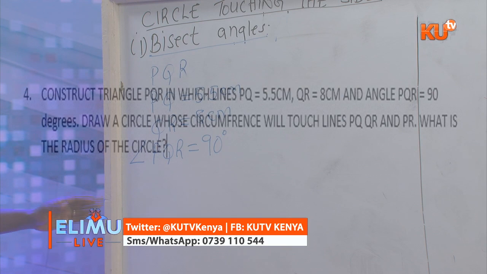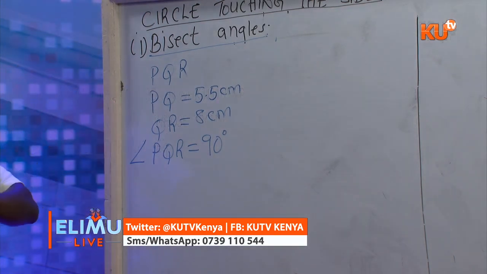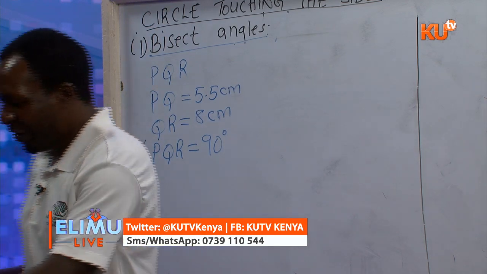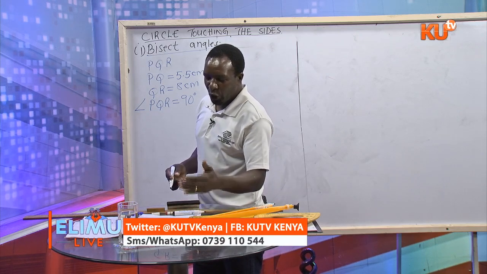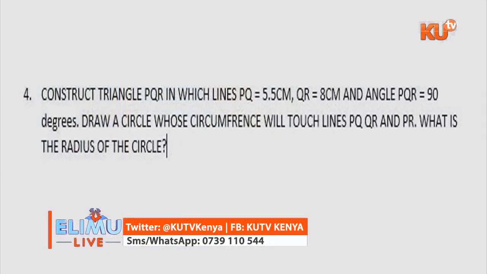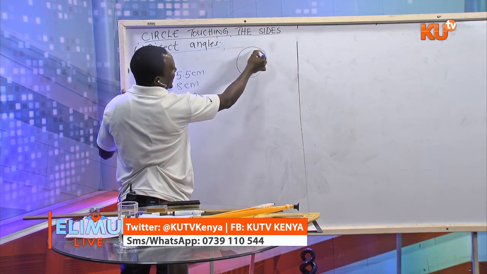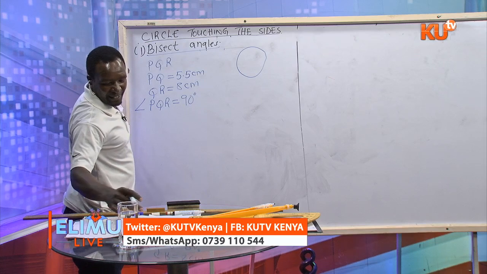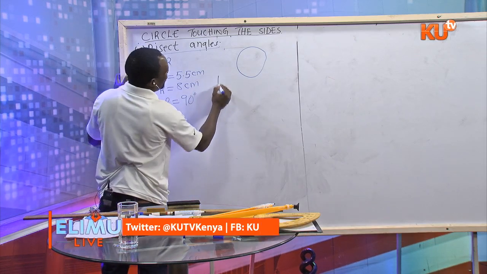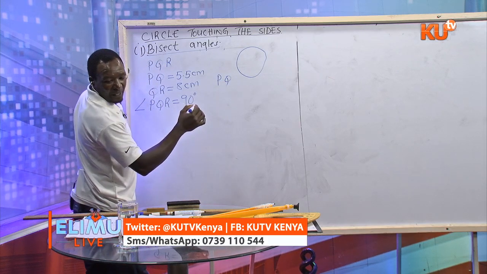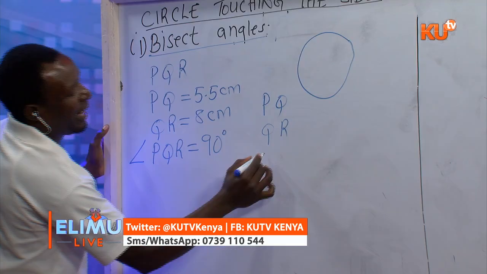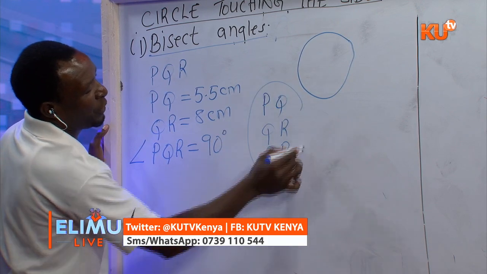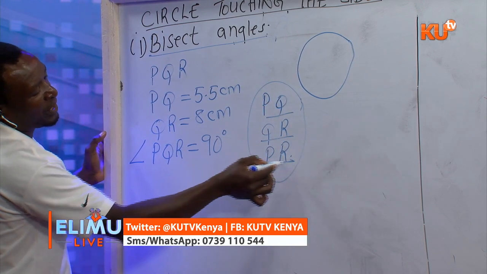Some learners may ask, how do we know that the circle is touching the sides or the circle is touching the vertices? If you look at our information here, we have been told, draw a circle whose circumference, this round, this is the circumference, touching lines PQ. Wamekwambia vizuri. PQ, QR, and PR. Very easy. This is the information that will lead you to knowing what you are supposed to do.